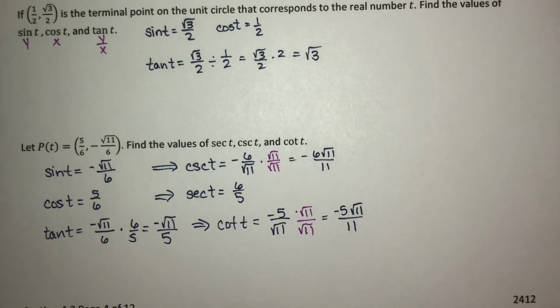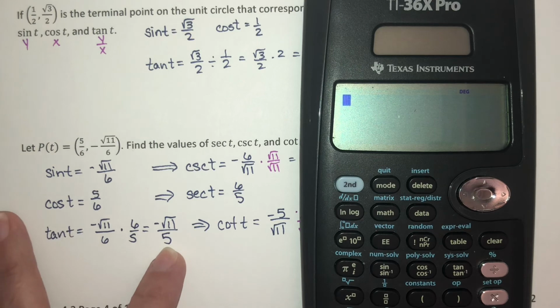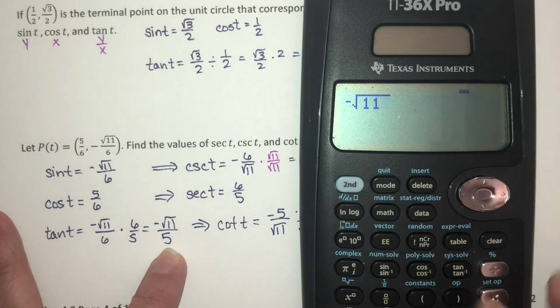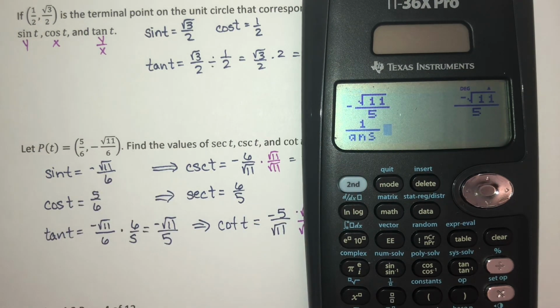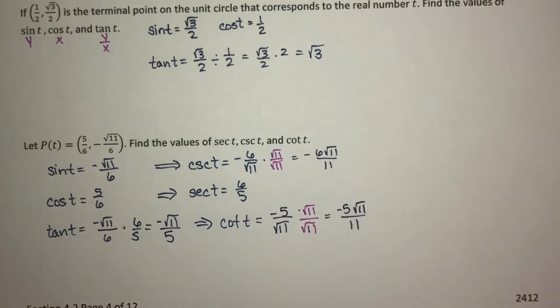Now, some calculators will rationalize for you, which is really nice. If I want to enter negative square root of 11 over 5, and then if I want to take the reciprocal of this, I hit secant and then 1 over x, and it does it for you. This calculator and this one will do it for you. The graphing calculator will not.